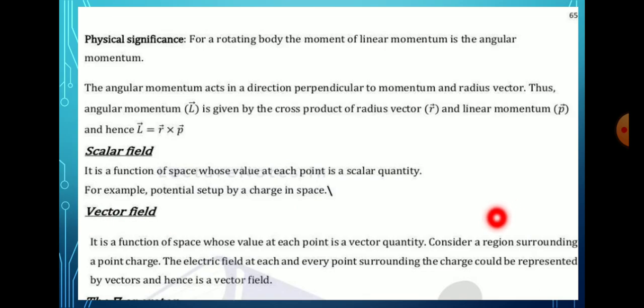Consider a region surrounding a point charge. Every charged particle has an electric field. The electric field at each and every point surrounding the charge can be represented by a vector, and hence it is a vector field. So the electric field of the charge is represented as a vector, and that is known as a vector field.